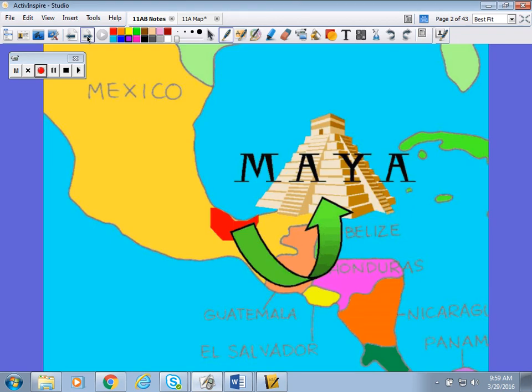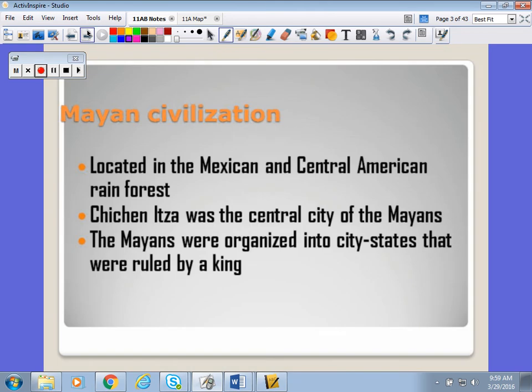All right, so we've got three civilizations we're going to talk about in medieval America: the Aztecs, the Incans, and the Mayans. We're going to start with the Mayans. Mayan civilization is located in the Mexican and Central American rainforest on what is known as the Yucatan Peninsula.